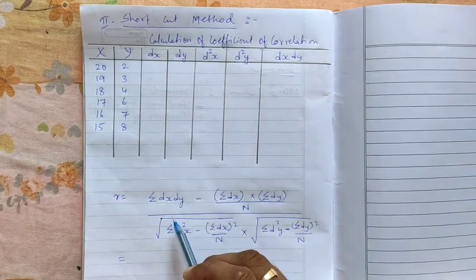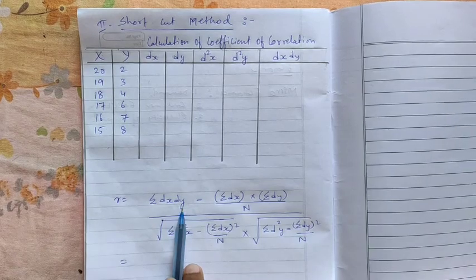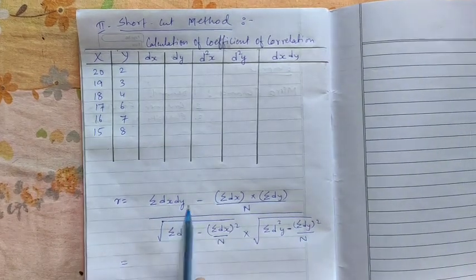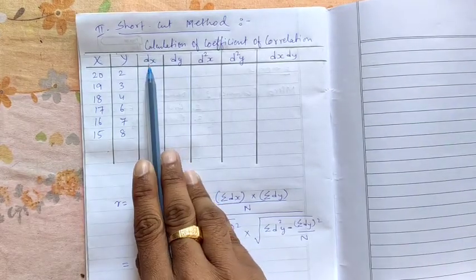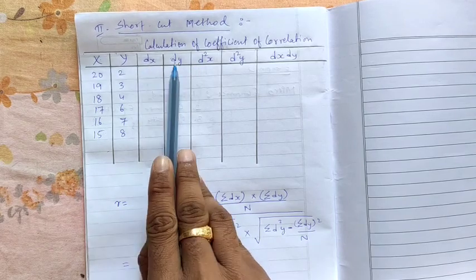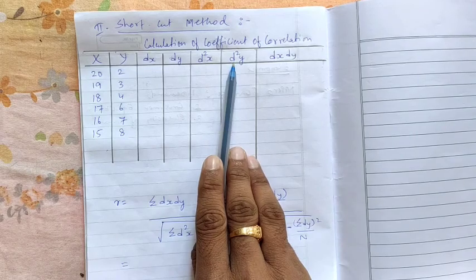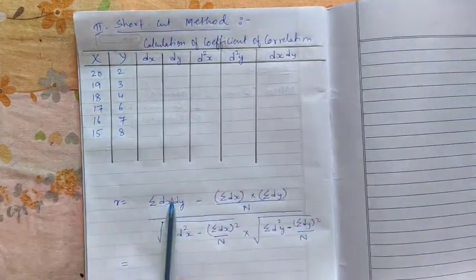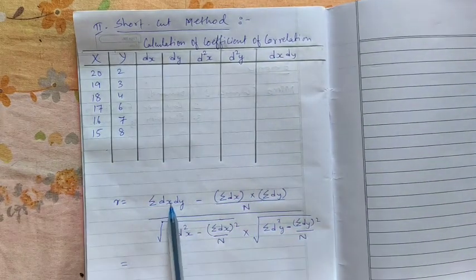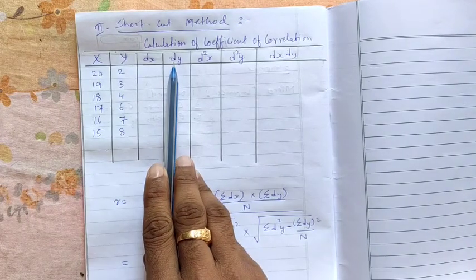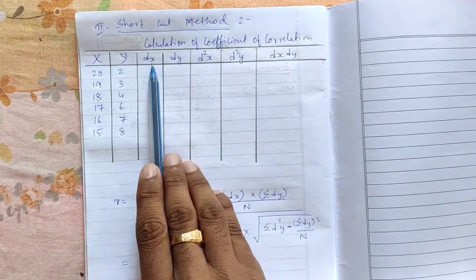So as per this formula, we'll make the table. Clear? So you can see that in the formula there is dx, dy, and dx dy. So everywhere you can see dx, dy. So we need to find first dx and dy. We need to learn how to find dx and dy. If you are able to find dx and dy, it is very easy to find dx square and dy square. After that, we also need dx dy, because here you can see summation dx dy. So we need total of dx dy. Clear? So dx dy means dx multiplied by dy. Clear? So first of all, we need to find dx and dy.